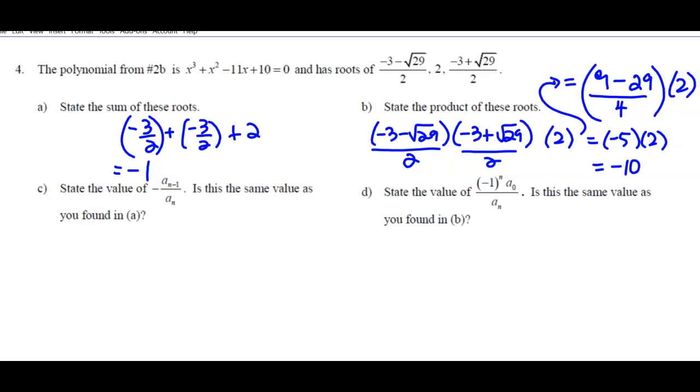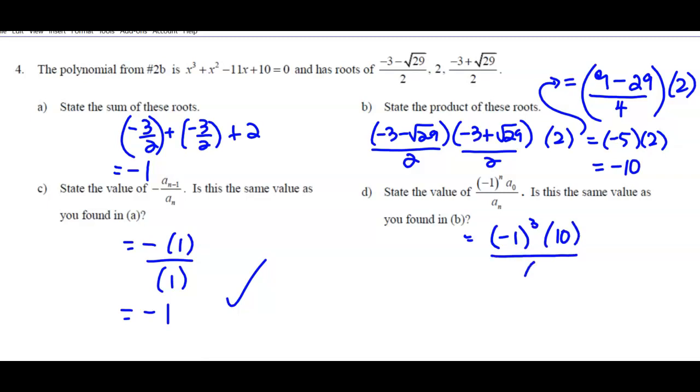Okay, so do they match up with the property? So negative a sub n minus 1 is 1. a sub n is 1, so negative 1. This was degree 3. Constant term is 10. Leading coefficient is 1. So that's going to be negative 1 times 10 is negative 10, divided by 1 is negative 10.